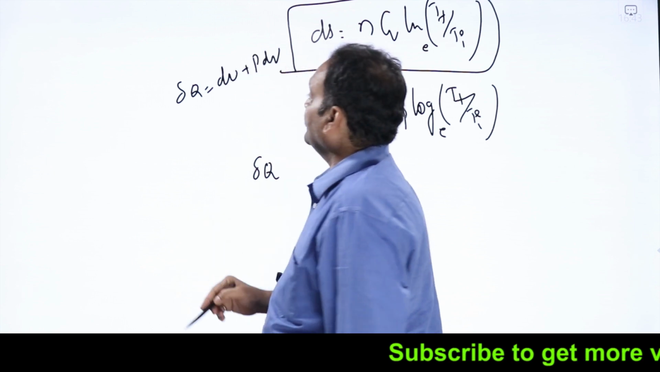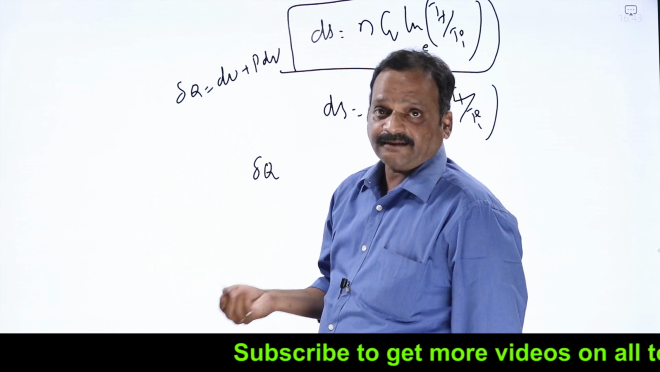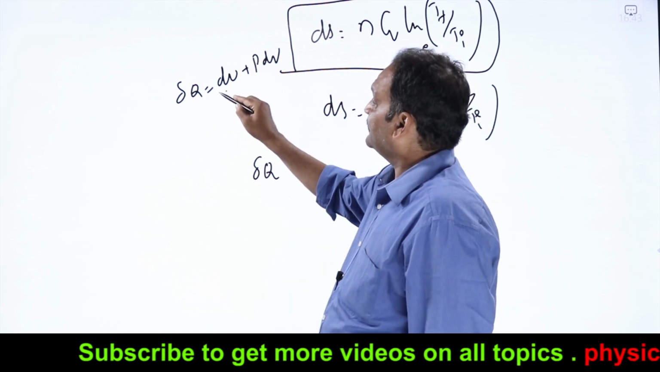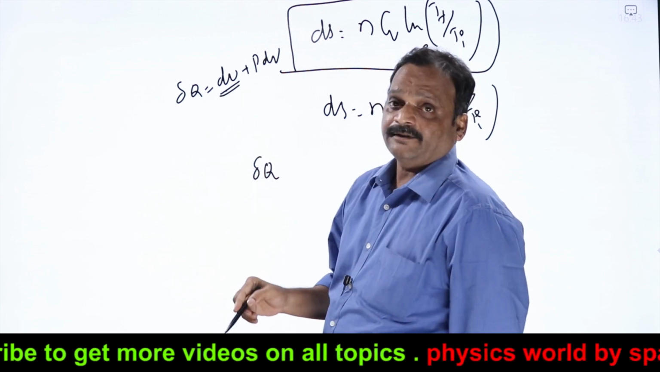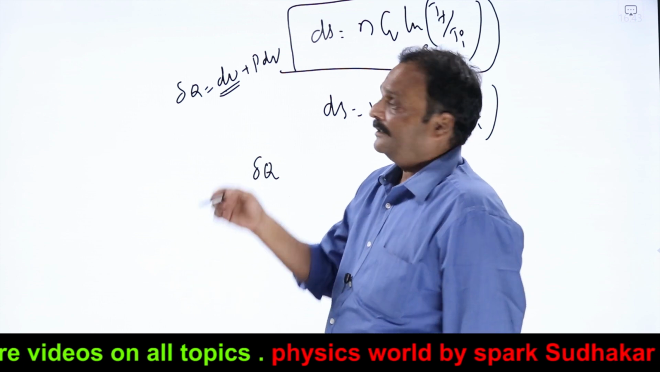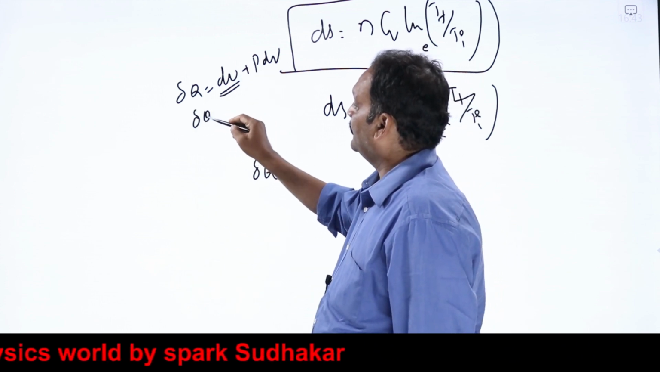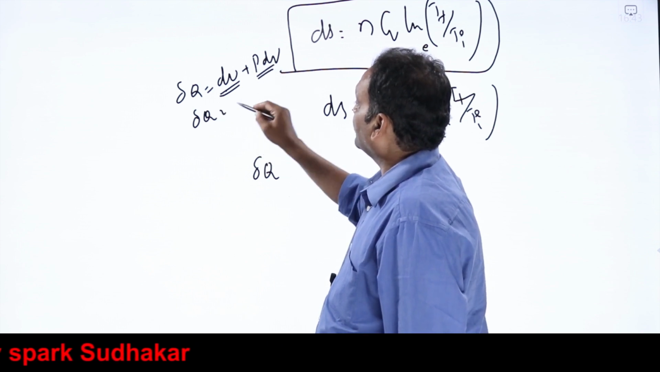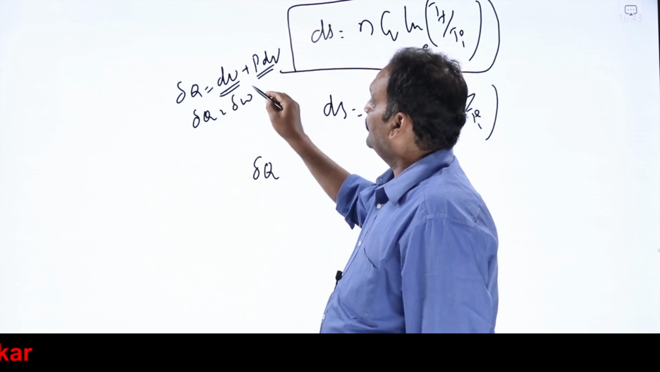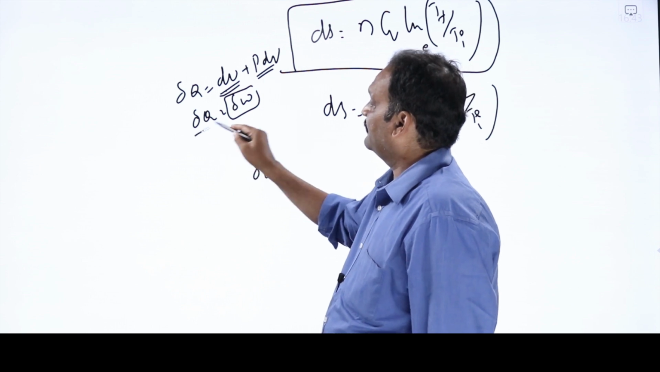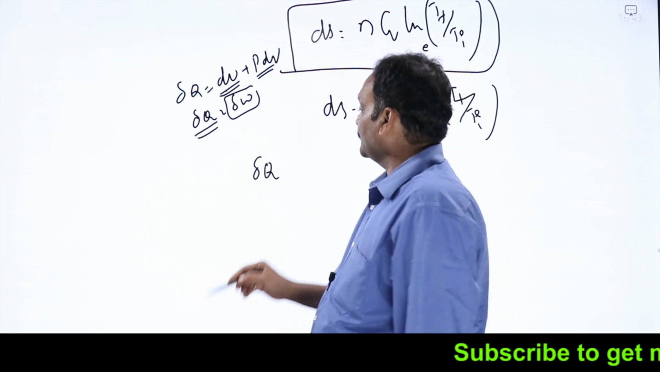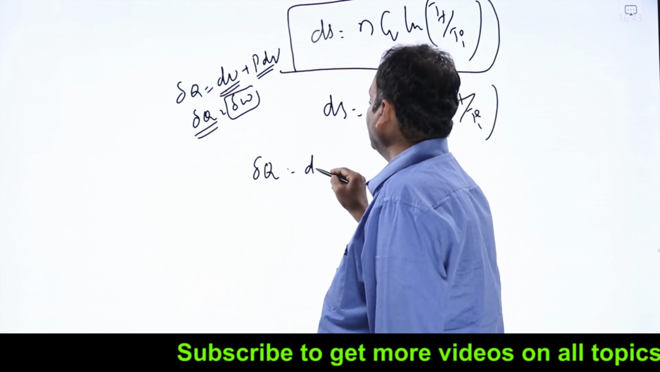In an isothermal process, a constant temperature process, for an ideal gas, internal energy remains constant because internal energy is a function of temperature only. If you maintain temperature constant, dU will be equal to 0. So delta Q equal to P dV. P dV is nothing but work done, delta W. So if you know the work done, that is equivalent to the amount of heat. So delta Q equal to delta W.